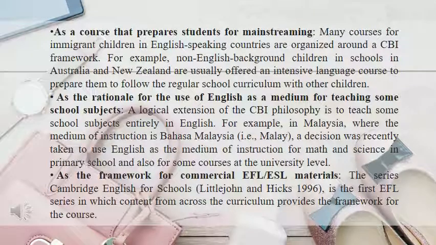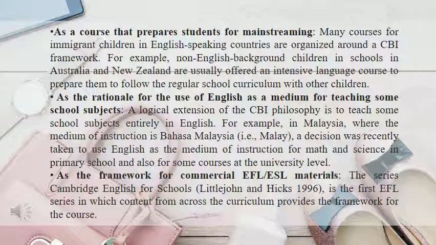Next, as a course that prepares students for mainstreaming. Many courses for immigrant children in English-speaking countries are organized around a CBI framework. For example, non-English background children in school in Australia and New Zealand are usually offered an intensive language course to prepare them to follow the regular school curriculum with other children.